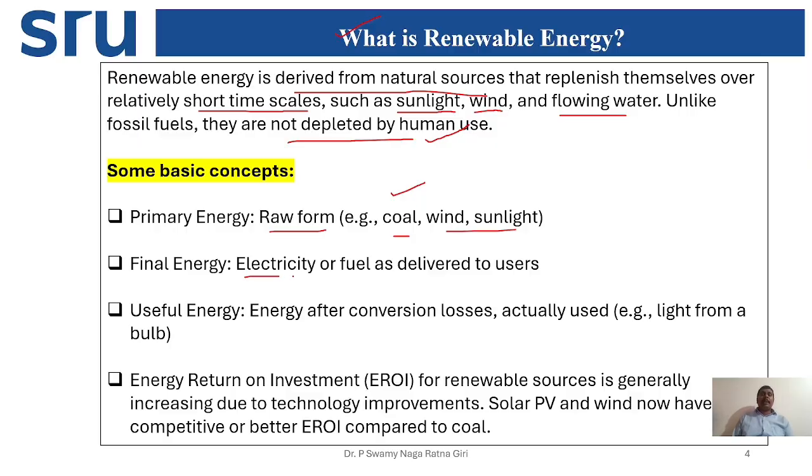What is final energy? We are developing electricity or fuel as delivered to users. So what is useful energy? It is the energy remaining after conversion losses, such as the light from a bulb. That is the useful energy. These are some of the basic concepts useful to understand the difference between the forms of energy, and how it is converted from raw form to the useful product. The raw form is coal, wind, sunlight, oil, diesel, crude oils. Then the final energy source may be electricity or fuel as delivered to users in transportation or industries. And the useful energy is what we get from a source, like light from a bulb.